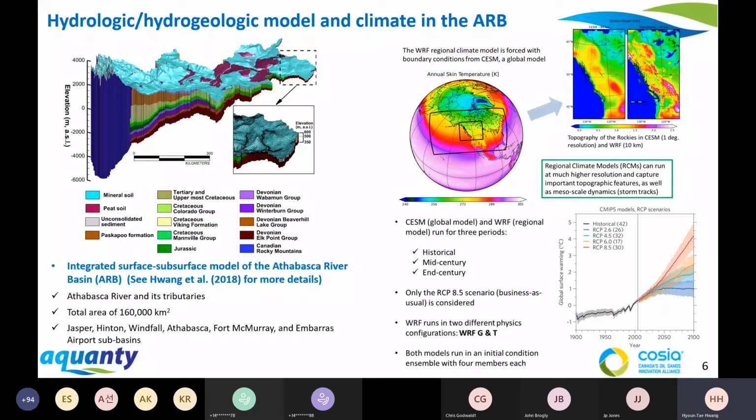And for future prediction, as you can see in the bottom right figure, we use the RCP 8.5 red line scenario. And we understand there is a variety of uncertainty in the WRF climate model as well as other numerical models. So we take into account 2 different climate physics called WARP G and T. Also, the uncertainty related to climate variation needs to be reduced. So we also use 24 ensemble members to take into account climate variability. Next, please.